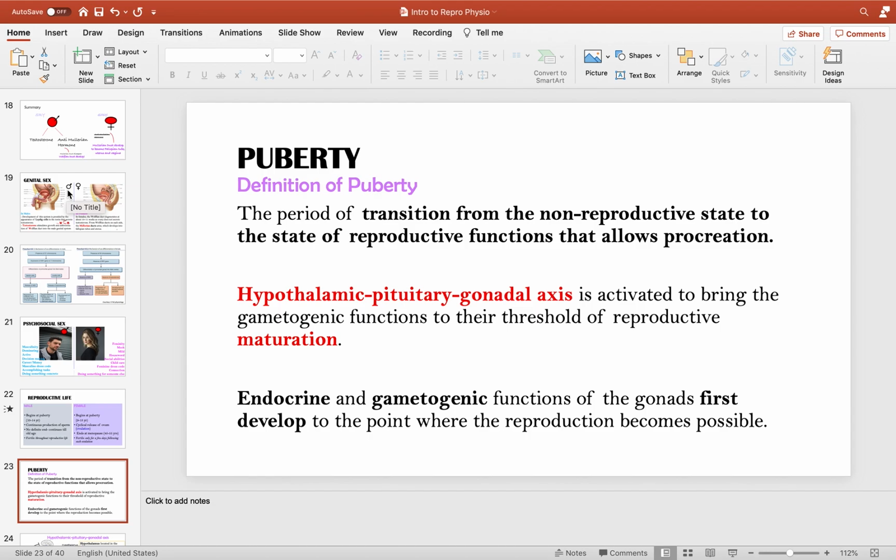And puberty. Definition of puberty: the period of transition from a non-reproductive state to a state of reproductive function that allows procreation. The hypothalamic-pituitary-gonadal axis is activated to bring the gametogenic functions to their threshold of reproductive maturation, and the endocrine and gametogenic functions of the gonads first develop to the point where reproduction becomes possible.